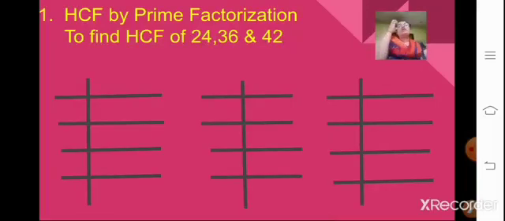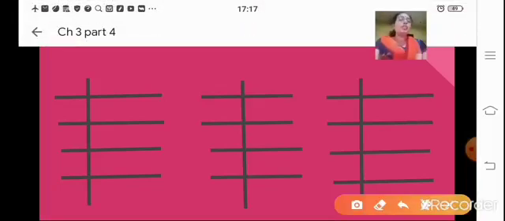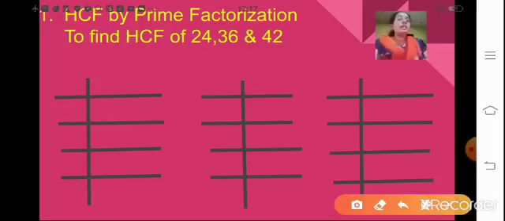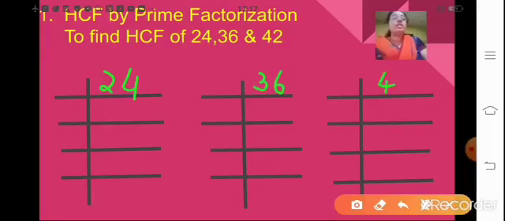Okay, now here you have to find the highest common factor using the prime factorization method of the numbers 24, 36 and 42. Now to find the prime factors, we have already learned how to find them, correct? The same way, I'll write the numbers here: 24, here 36 and here 42. So one by one, let us find the prime factors of 24 first. Let us start with the first prime number, that is 2. The number 24 is divisible by 2.